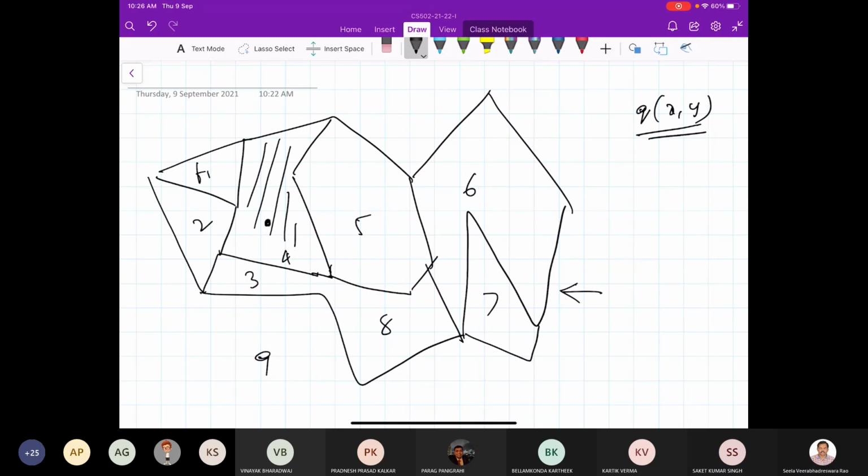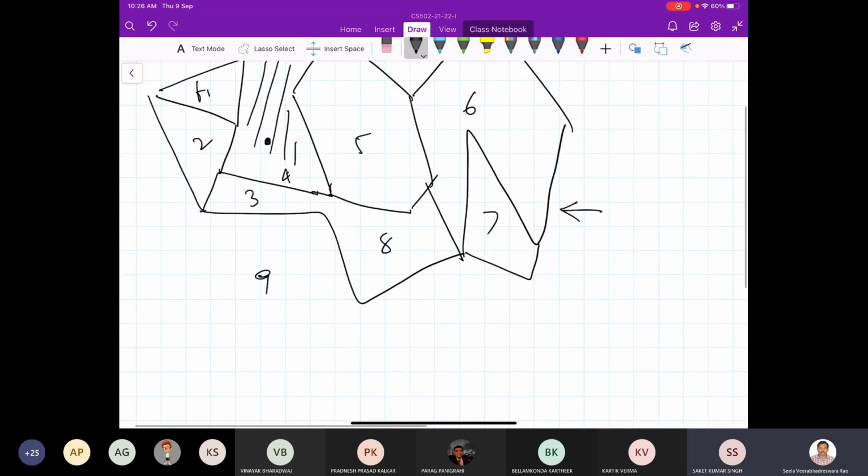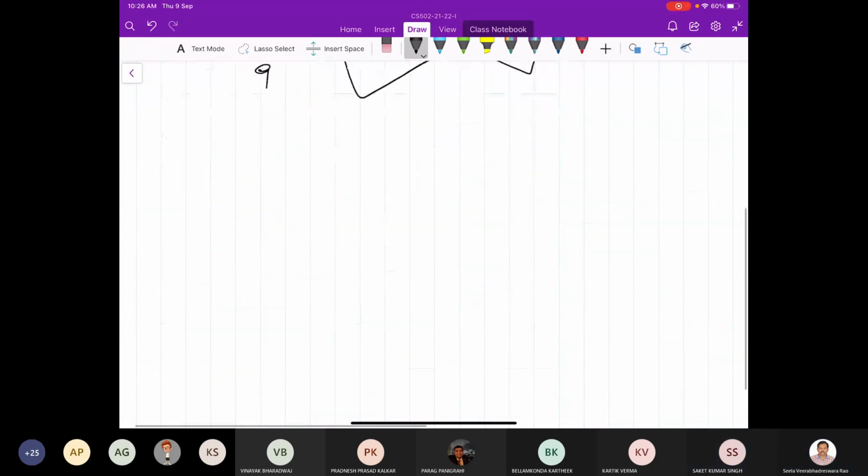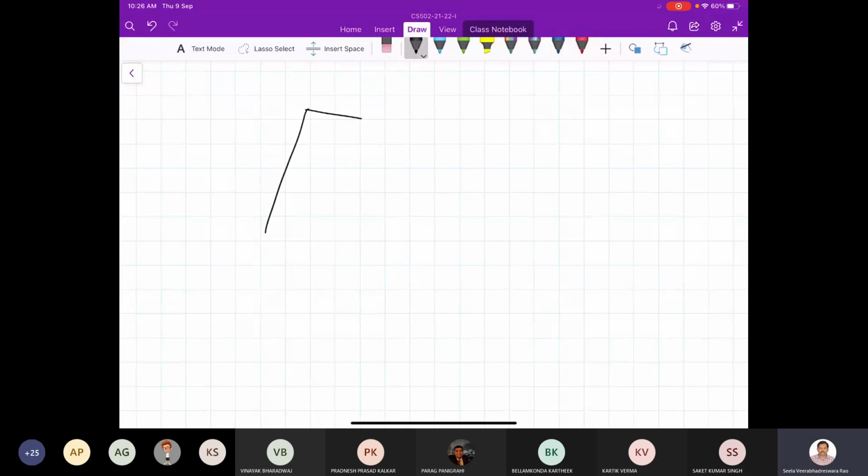Yes. Okay. Now we'll take a much simpler one. Let's take a convex polygon. Some query point is given to us. Now we have to tell whether this query point is inside the convex cell or outside the convex cell. How quickly can we do it? Can you think of some way of doing it?